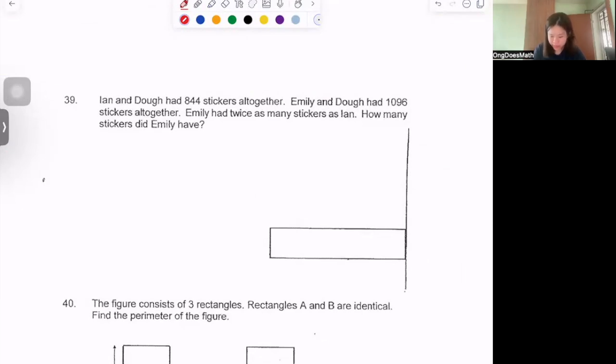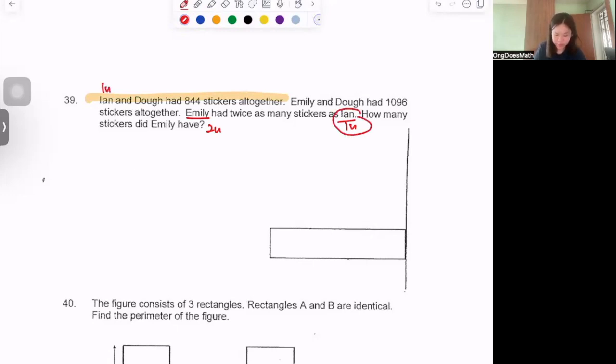Okay, so if Ian had 1 unit, it means Emily had 2 units, right? Because Emily had twice as many stickers as Ian. So now we look at the first statement. It says that Ian and Doe had 844 stickers together. So I'll replace Ian with 1 unit instead.